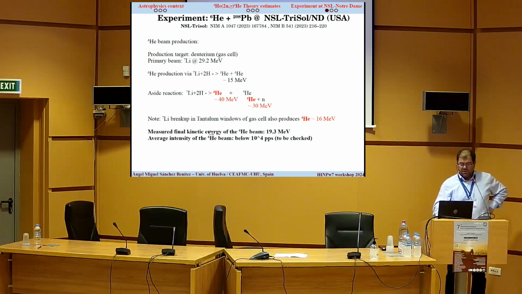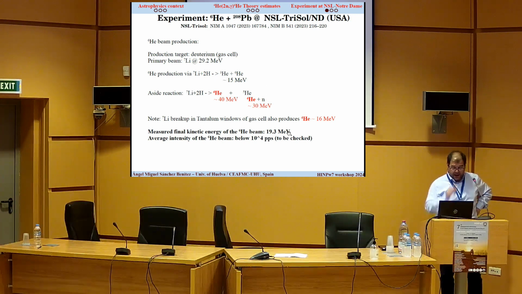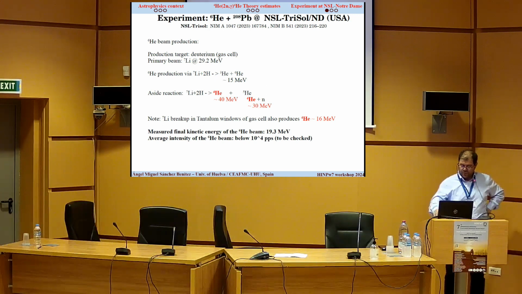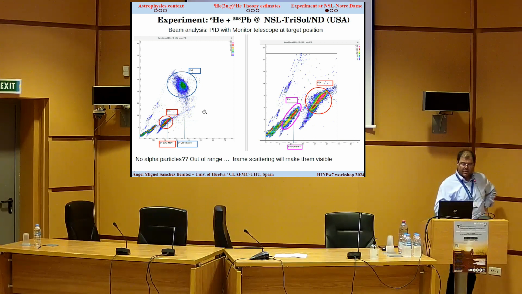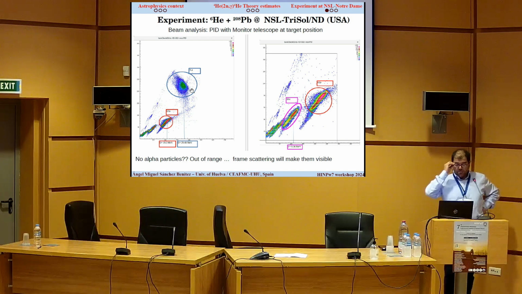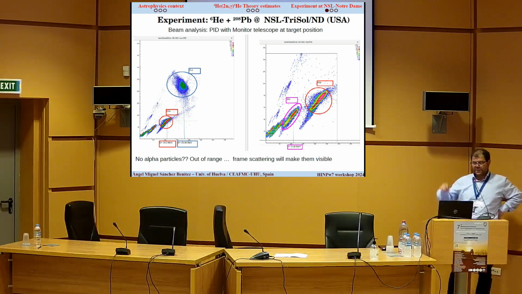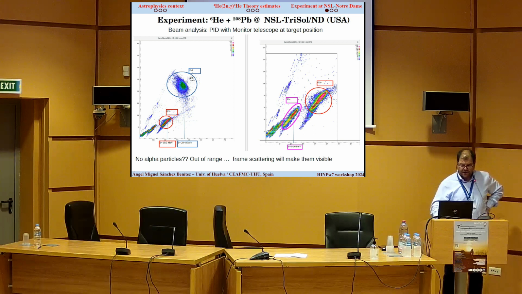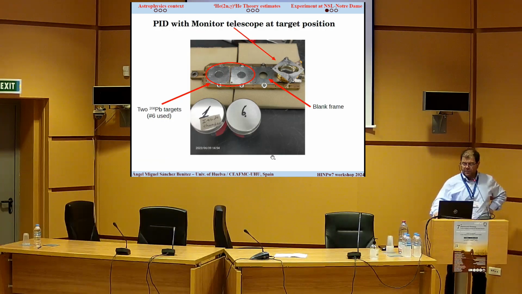The measured final energy of the helium beam is 19.3 MeV, and the average intensity below 10^4 particles per second. Here we find particle identification of the beam using a monitor telescope placed in the target position, right? So we can see lithium-7, we can see helium-6, and if we zoom here, we also see helium-3, right? So what about the alpha particles? Well, they are out of range, but frame scattering will make them visible, as here.